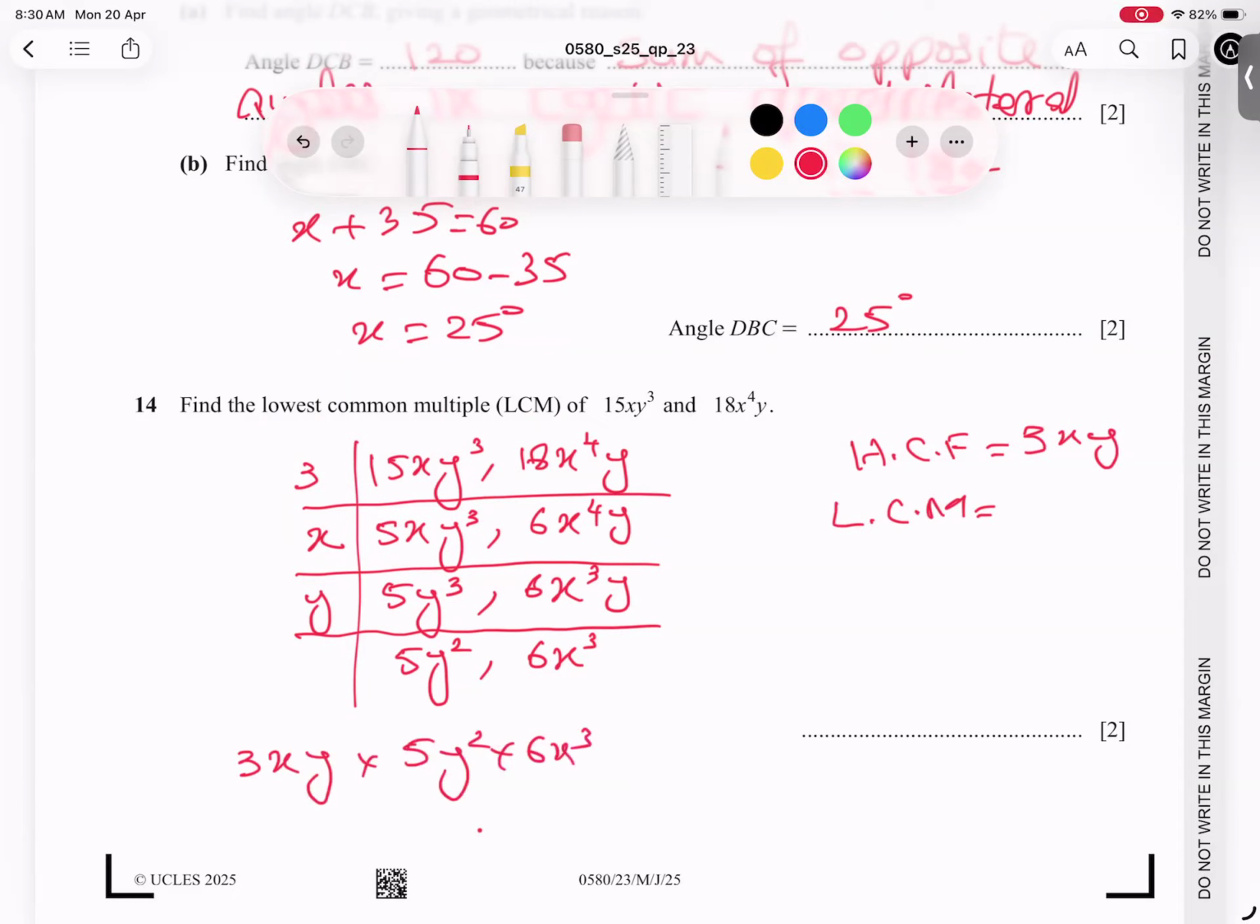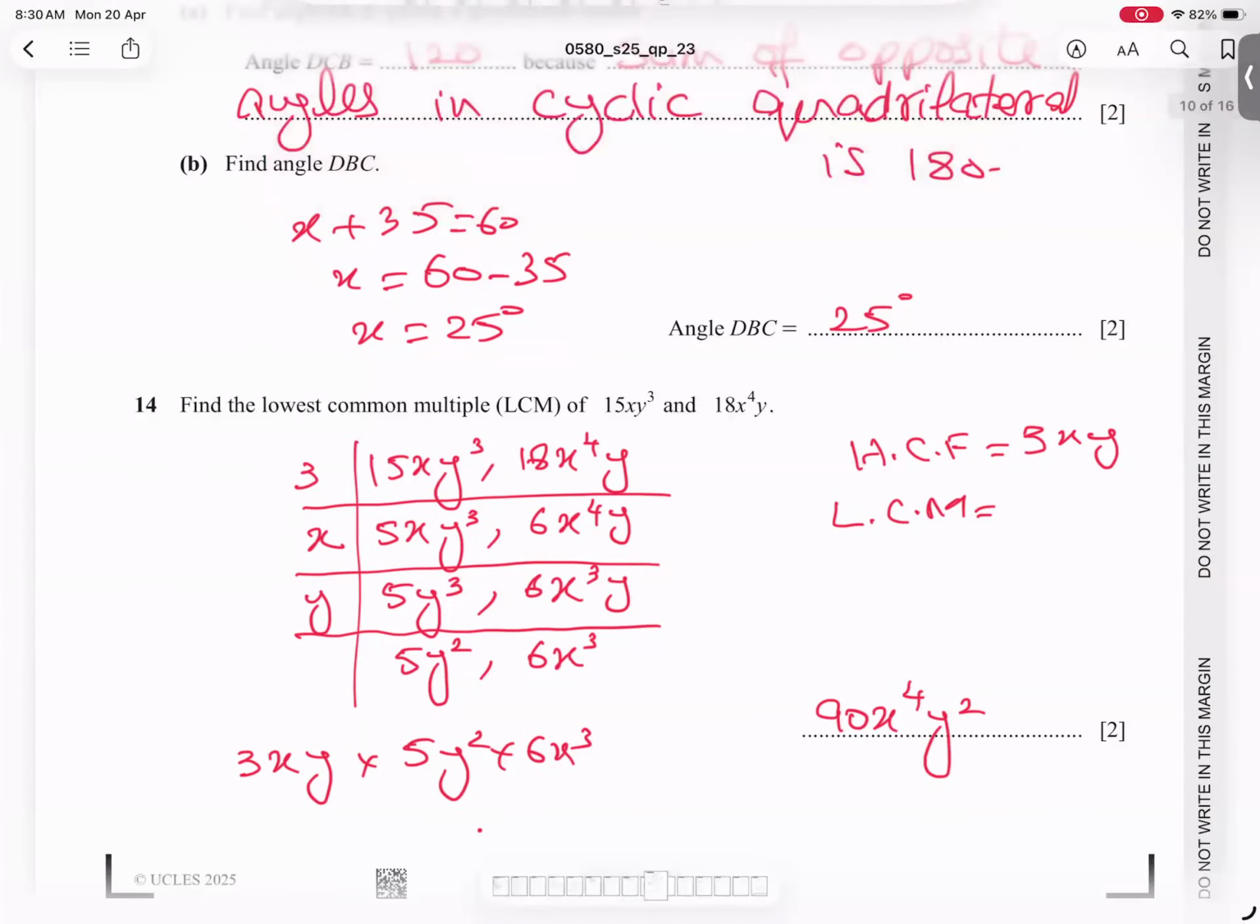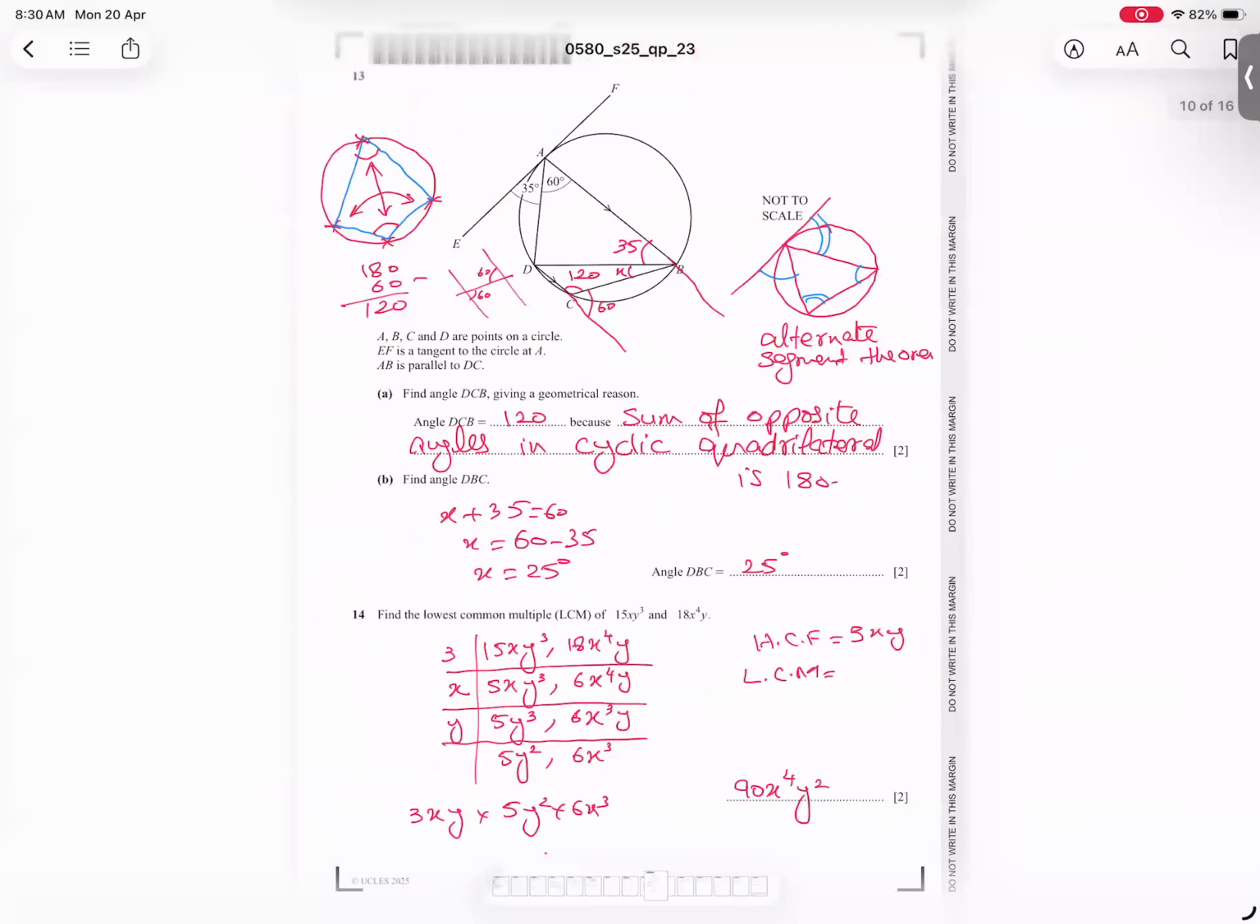So first I will deal with the numbers. Our numbers 5, 6 are 30. 30 into 3 gives you 90. So 90. And x into x cube, multiply, power adds, x to power 4. And y into y square, power add, I get y to power 2. And I hope you understood very well how I got this LCM and HCF.